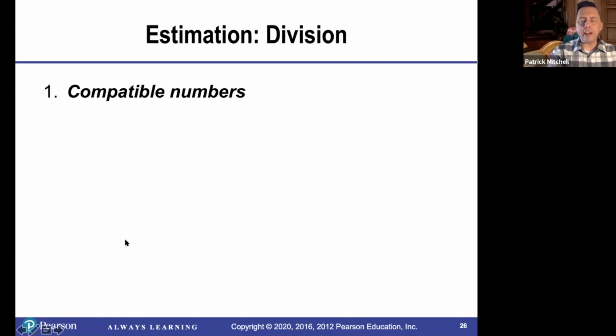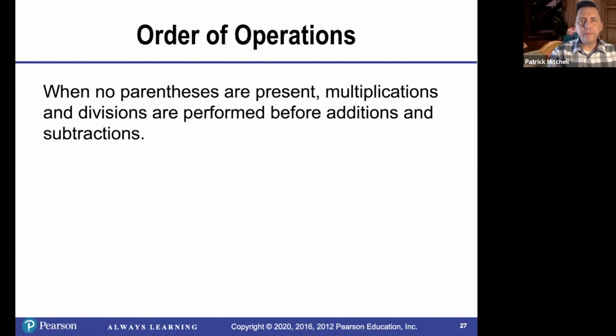And then some estimation tricks, again with compatible numbers. You can just round your dividend off to a number that's easy to divide by, in this case, 6. Instead of using 3,752, I'll use 3,600. 3,600 divided by 6 is 600.